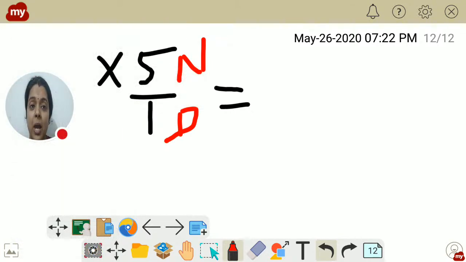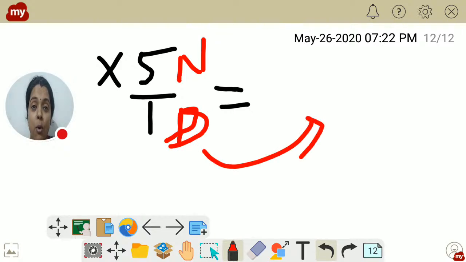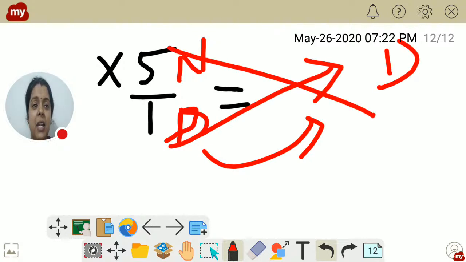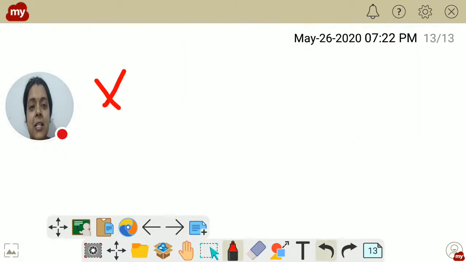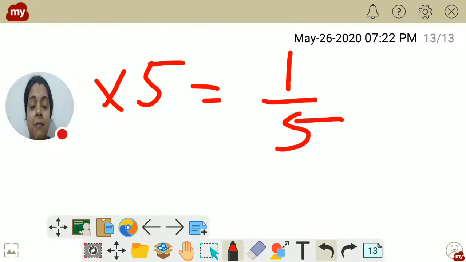This is 1, which is the denominator. This is 5, which is the numerator. What will happen when I shift it to this side? The whole number, denominator will go up and numerator will go down. So what will it be? It is 5 here, but when I shift it that side, it will be 1 by 5. Why 1 by 5? Because there is 1 as denominator here. If it has nothing, it means 1 as denominator.